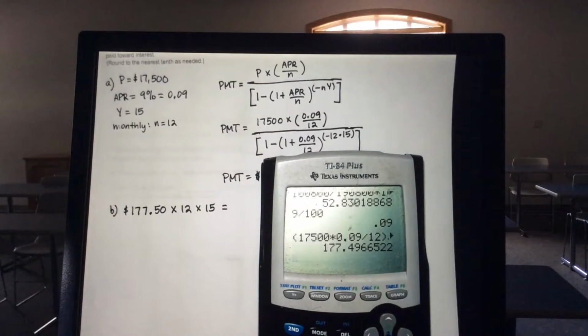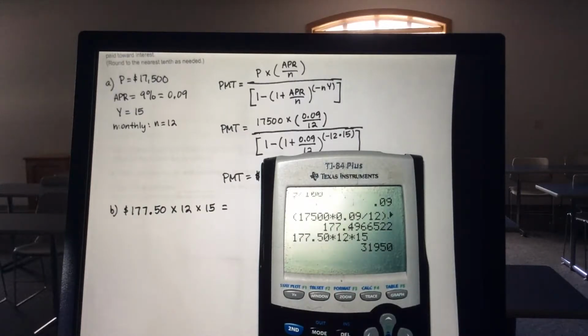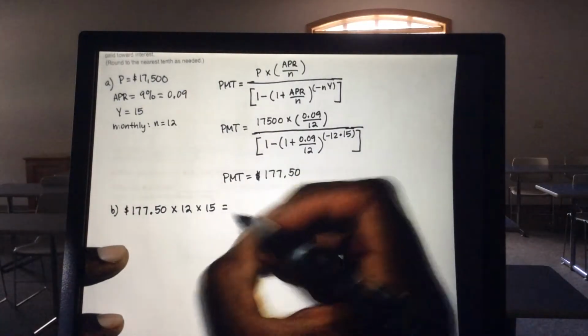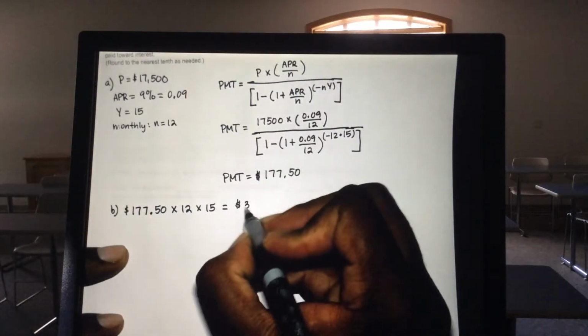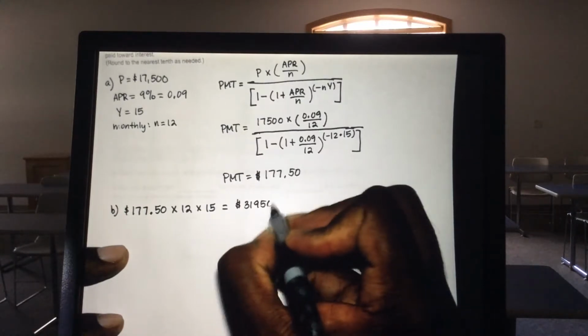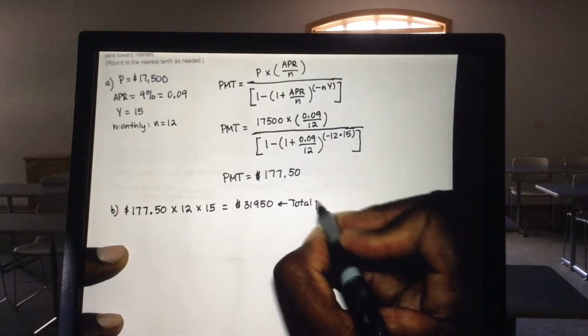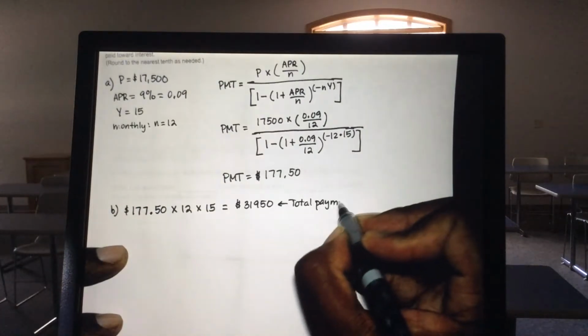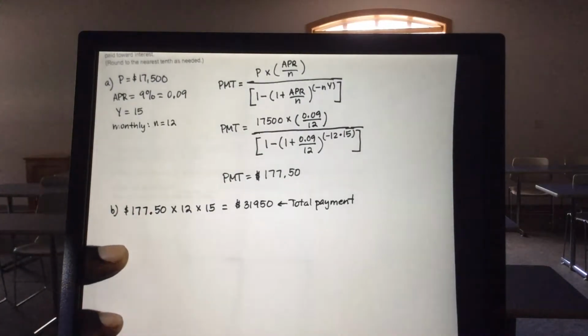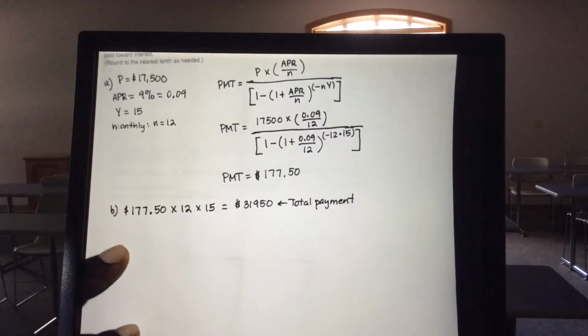So if I do 177.50 times 12 times 15, this will be $31,950. So the total payment, that's the total payment over the term of that loan, is going to be $31,950.